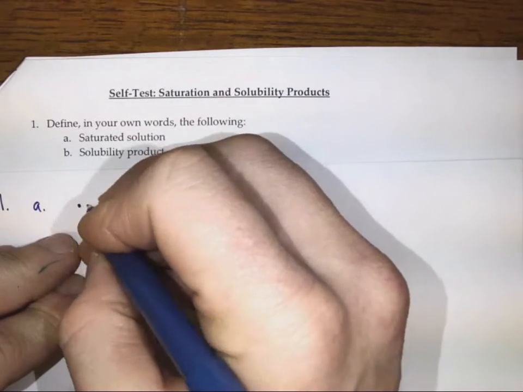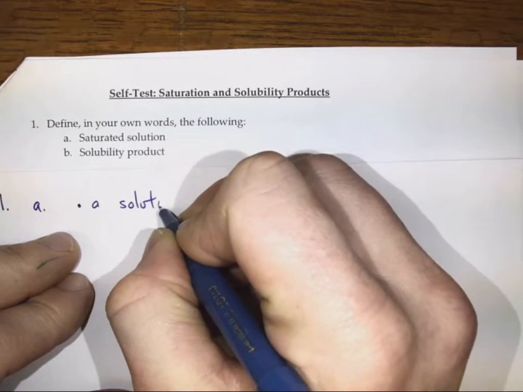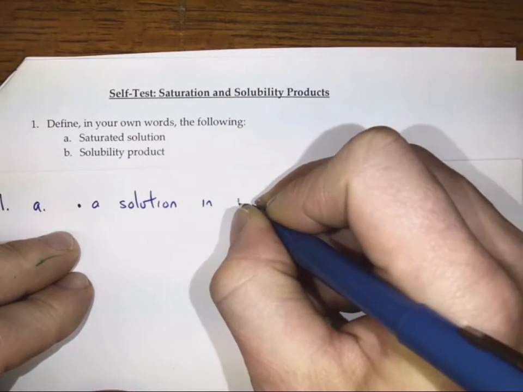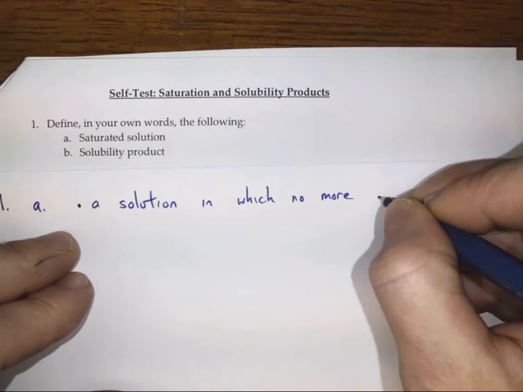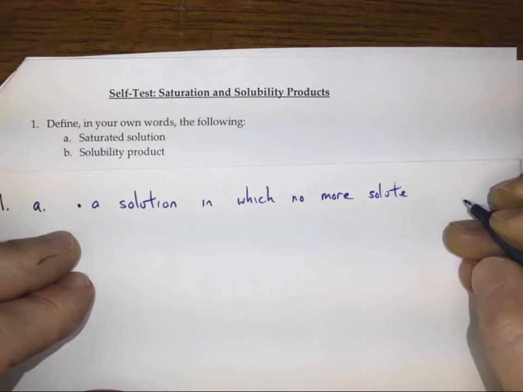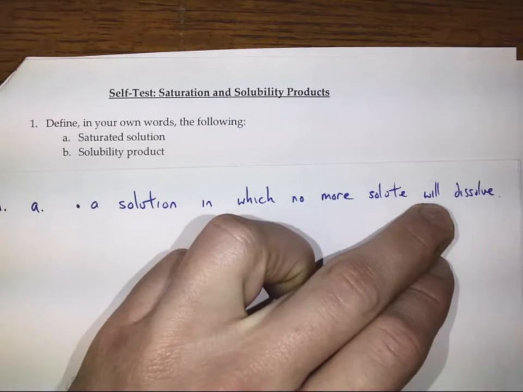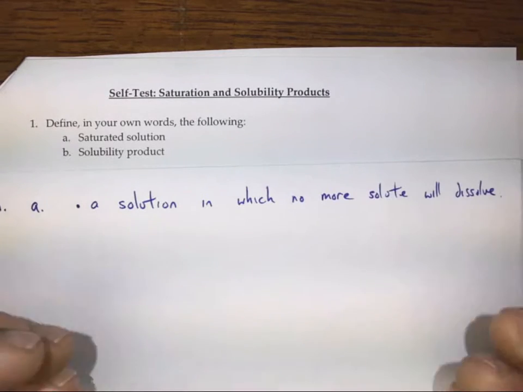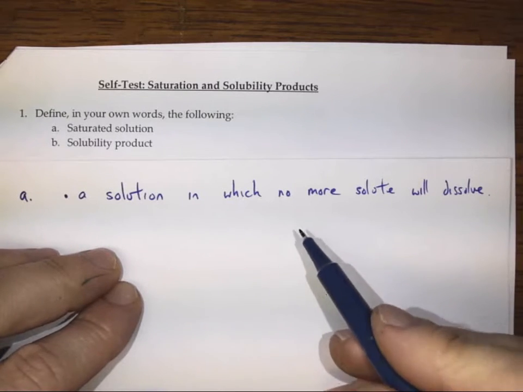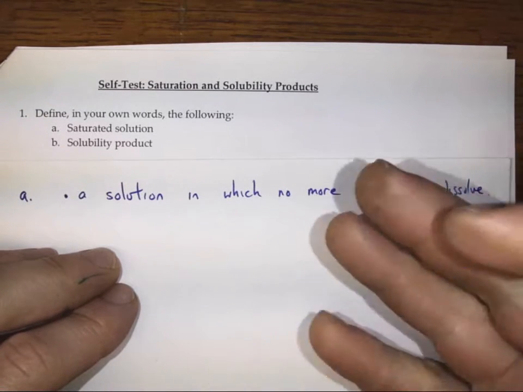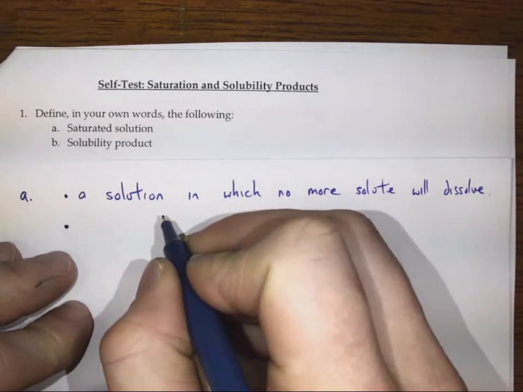One, it is a solution in which no more solute will dissolve. And we can imagine that. That's your Kool-Aid mixture that you're making, from which you couldn't add any more sugar because it just pools at the bottom. All right, and we can get a little bit more detailed too.